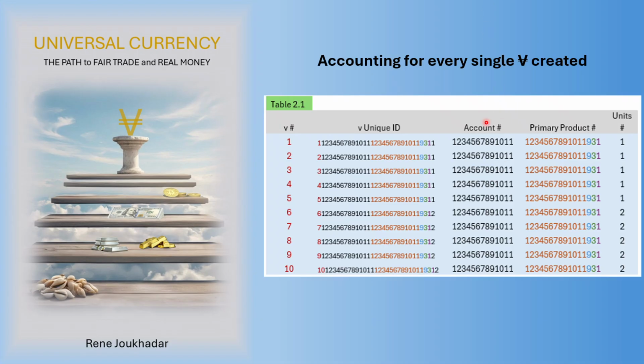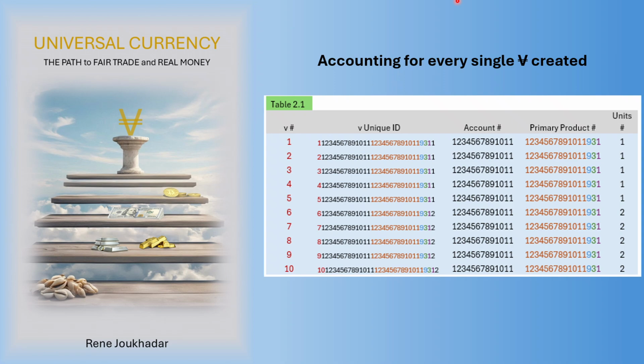Every entity registered in the SOV has an account number, whether it is a person, an organization, or a government. In addition, primary producers will have special product numbers linked to their account to generate an identity for every unique V created. Every new V created is tagged to the account of the primary producer and to the particular primary product that it was created from.